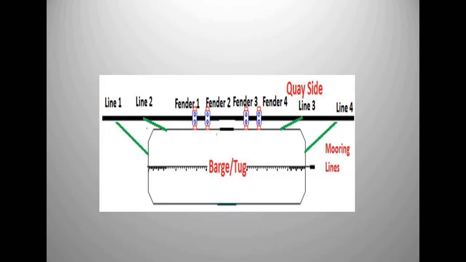You can see here a barge or tug. This is the ship or any vessel that has been berthed, and this is the quay side, that is, this is the land portion and this is the water portion. So we have the ship berthed here, and we have fenders: fender 1, fender 2, fender 3, fender 4. The ship will be in motion, and when it comes to a halt, the kinetic energy of the ship will be transferred to the quay side, thereby damaging both the vessel as well as the quay structural part. So fenders are there to dissipate this kinetic energy and prevent the quay as well as the ship from damage.